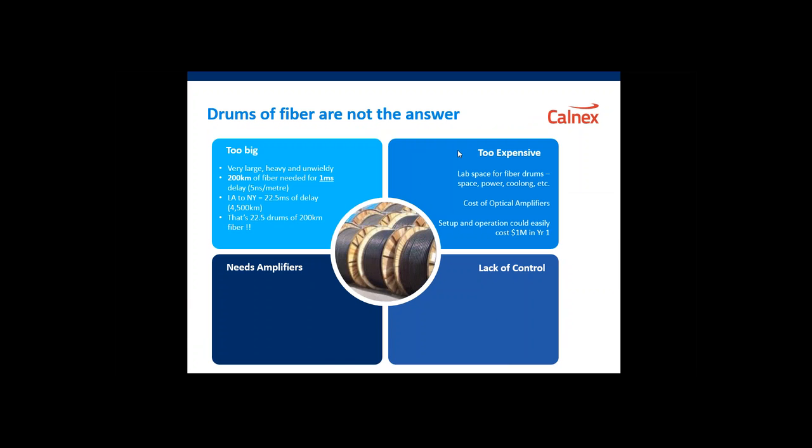Obviously, that's expensive for a number of reasons: to buy the fiber itself, but also the lab space for storing the equipment. That's going to be extremely expensive. There is a cost to amplifiers that are needed on the link, and therefore the setup and the operation costs could easily hit $1 million in year one alone. So it's obviously not a very practical solution to emulate these network effects.